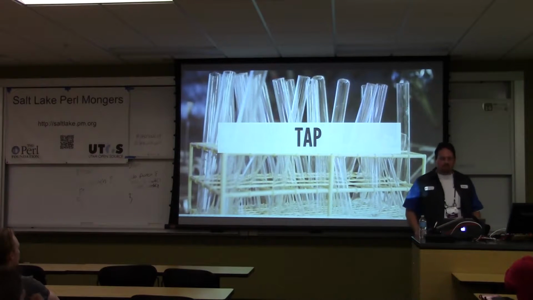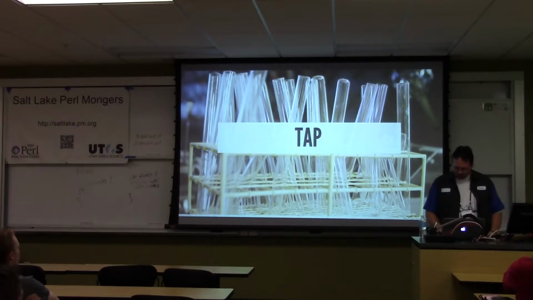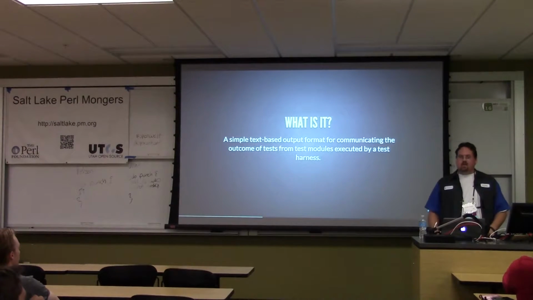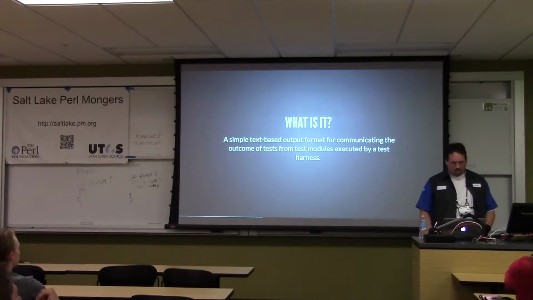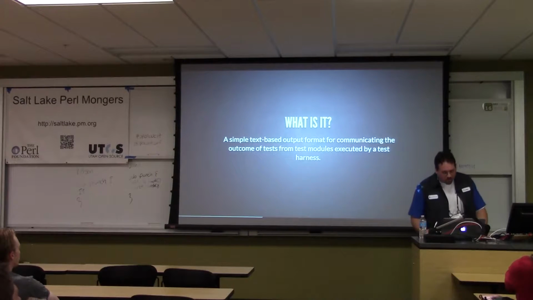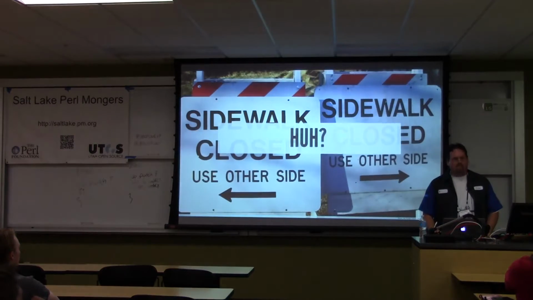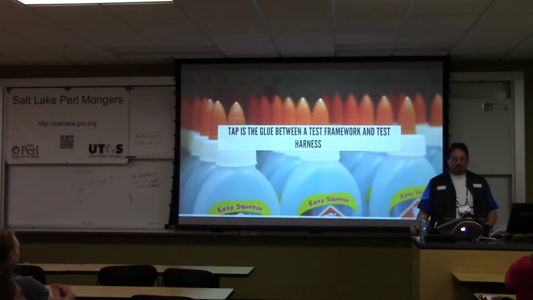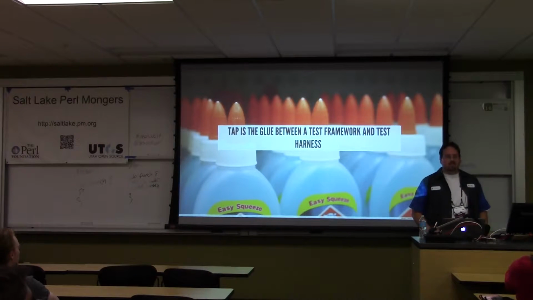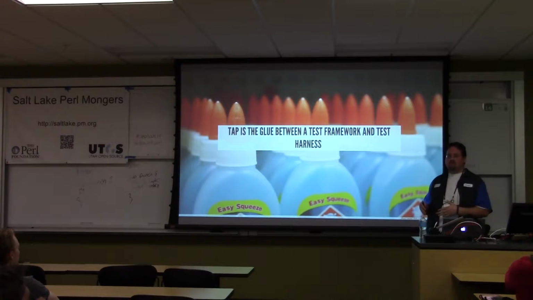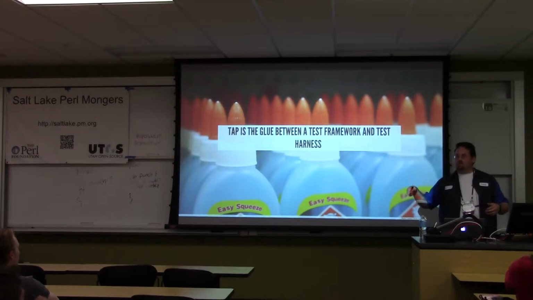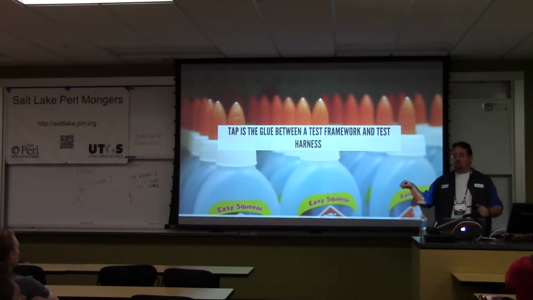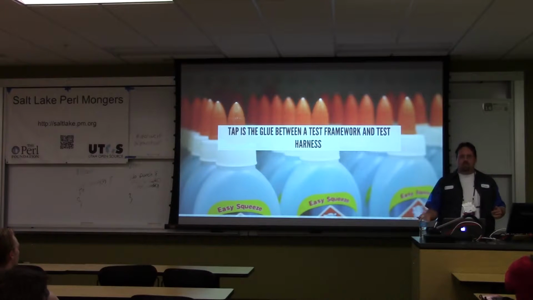Right now, TAP, Test Anything Protocol. So I made up this nice little convoluted definition for you guys: a simple text-based output format for communicating the outcome of tests from test modules executed by a test harness. What? Yeah. Okay, easier definition. It's the glue between your framework and your harness. Technically, you could also see things in TAP directly, but this is pretty much the protocol that allows communication from that little ok assertion to go out through the test framework, Test::More, into your test harness, which is TAP::Harness, and then eventually gets wrapped around some other stuff and is output to your screen from the runner.